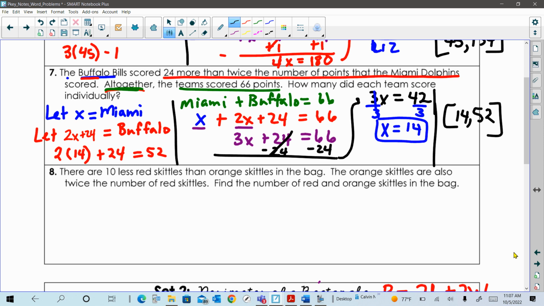Okay, so try number 8, slightly different. I just want to make sure you're on the right track. Let's see if we can do the let statements, just the first step. Let x equal, and then we're going to let equal.